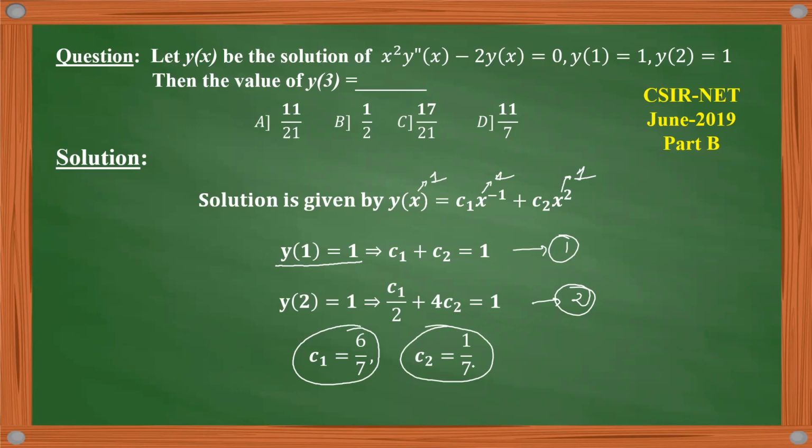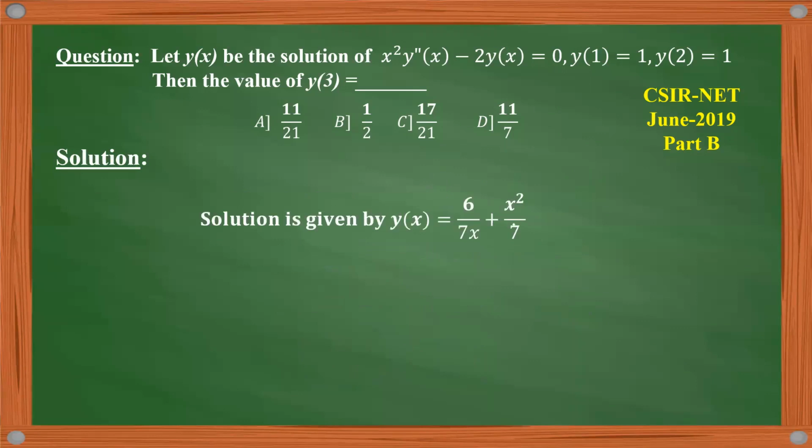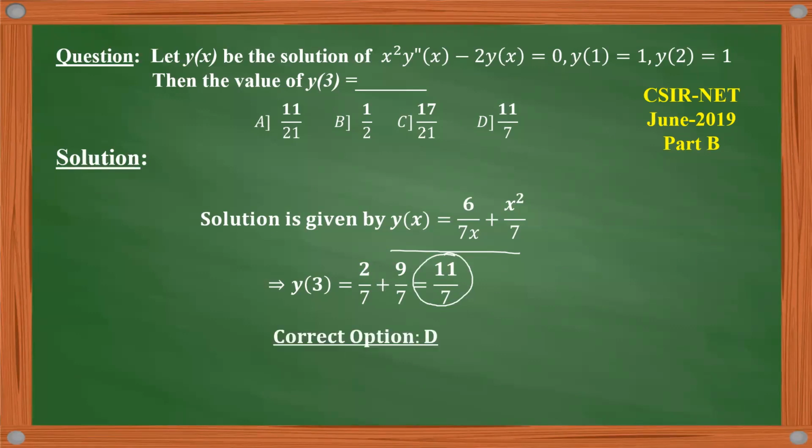Now we will put both the values of c1 and c2 in our general solution. Our solution will be 6 by 7x plus x square by 7. So this solution satisfies both these two conditions. Now we have been asked the value of y at x is equal to 3. So we will just put x is equal to 3 in this equation. If we put x is equal to 3 here, it will be 2 by 7 and x square is 9, so it is 9 upon 7. Now adding these two terms, we will get 11 by 7. So our D option will be the correct option. The correct option is D.